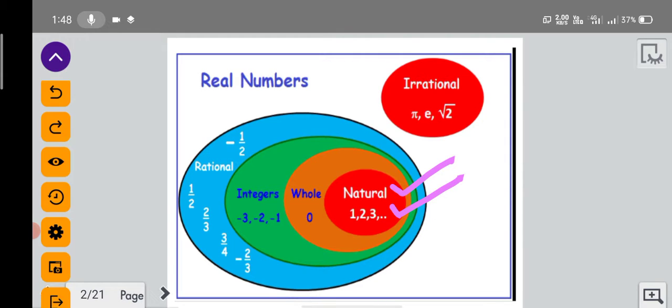Later on this 0 is added to the natural numbers and they become the whole numbers. So we can say whole numbers are the combination of natural numbers and 0. That is, the whole number is the combination of all natural numbers and 0.